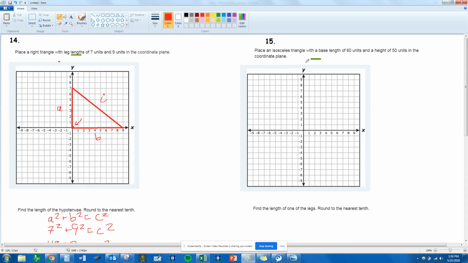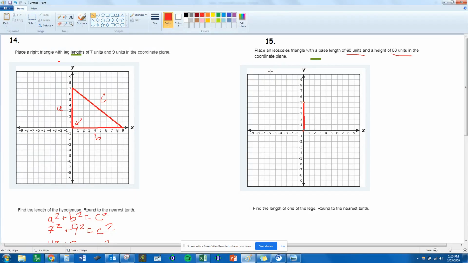Place an isosceles triangle with base length 60 units and height of 50 units in the coordinate plane. Well, the easiest way to do an isosceles triangle to make sure that you've got two side lengths are equal is to space it evenly around the y-axis. So what I'm going to do is have the height of 50 units here. Let's pretend that these are going by 10. So that's 10, 20, 30, 40, 50. So my height, I'll do in blue here, is 50 units. That's the height. And that way I can have both sides of the triangle on either side here.